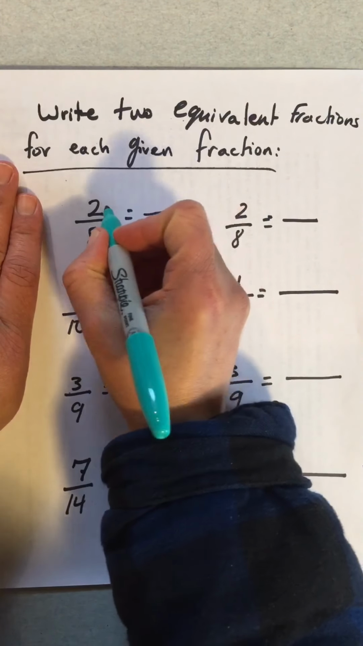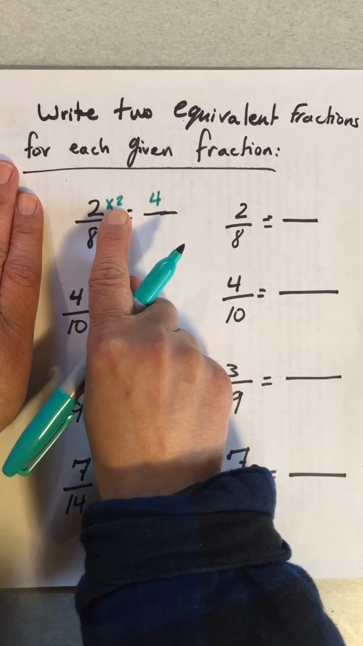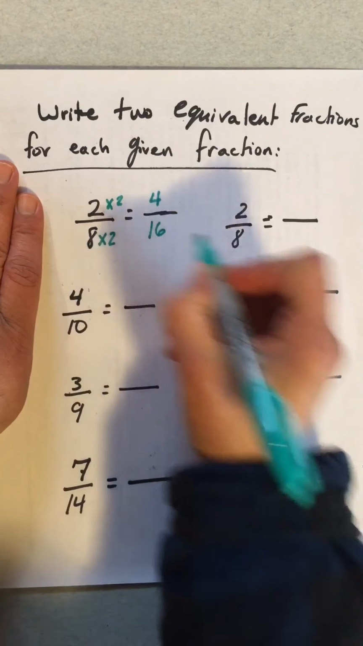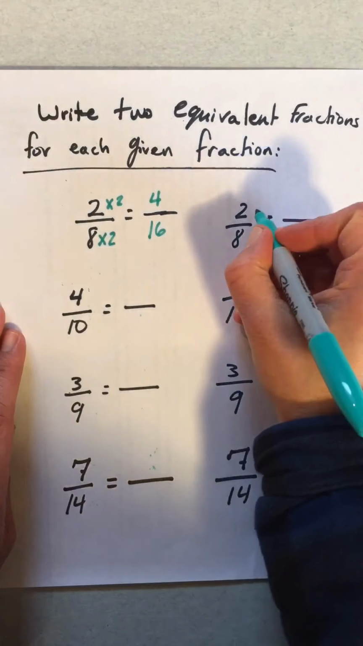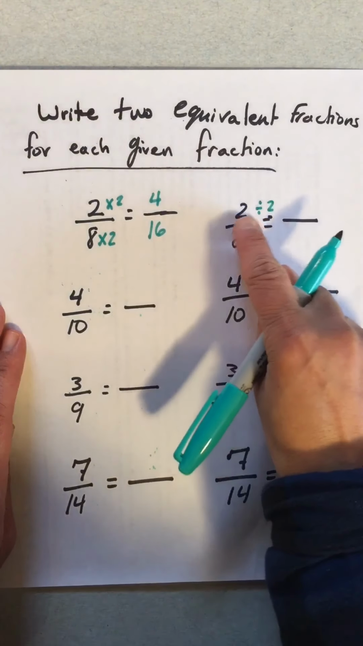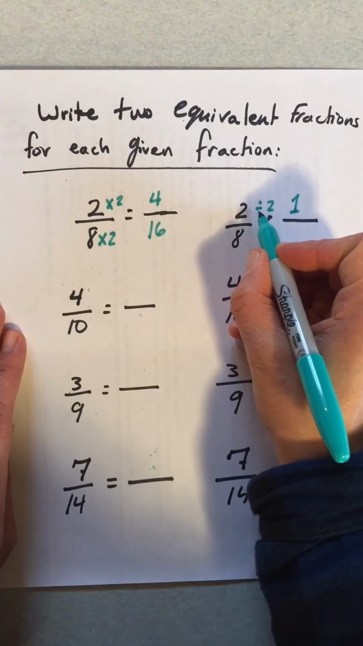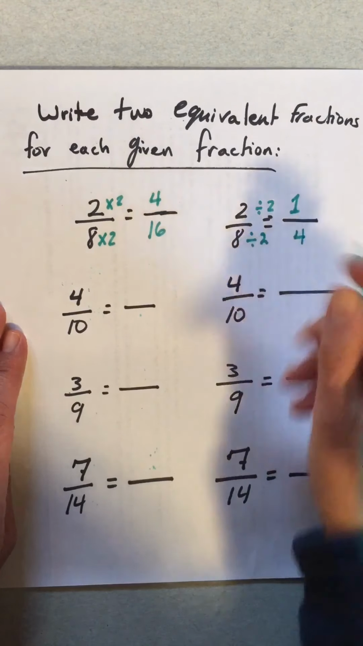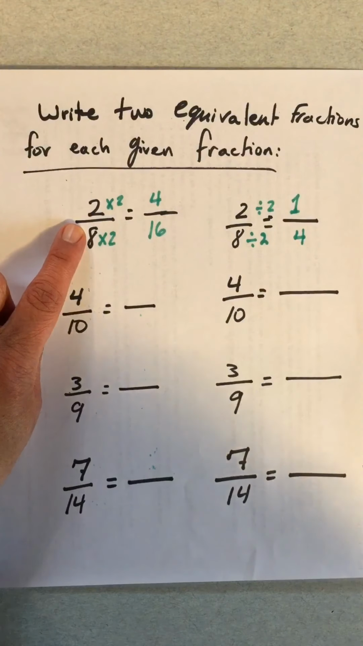Let's try this. Say I want to multiply by 2. 2 times 2 is 4. If I multiply the top by 2, I have to multiply the denominator by 2. 8 times 2 is 16. That's an equivalent fraction. Now, let's try division. 2 divides by 2, right? 2 divided by 2 is 1. If I divide the numerator by 2, I divide the denominator by 2. 8 divided by 2 is 4. See? 2 over 8, 4 over 16, and 1 over 4 are all equivalent fractions.